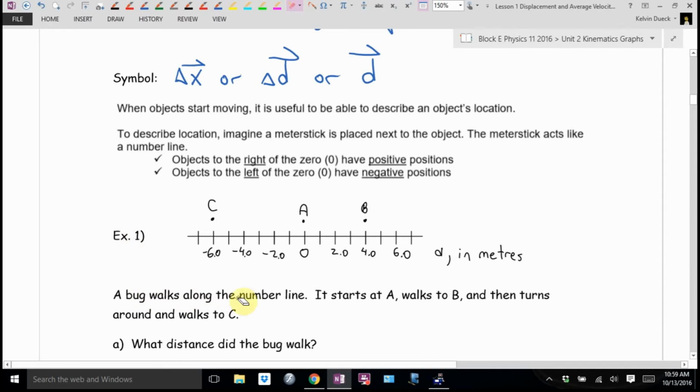Example 1, a bug walks along a little number line. It starts at A and walks to B. Here's how we can show that. We can draw an arrow from A ending at B. Then it turns around and walks to C. That's a pretty good picture.